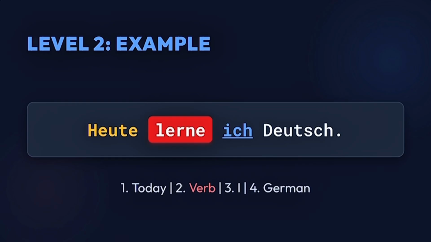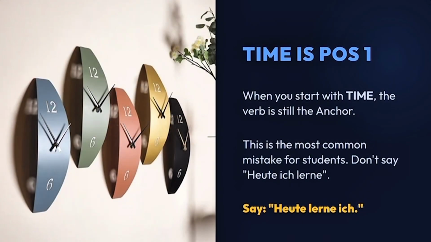In the second position, we put lerne, a conjugated verb that we use specifically for ich. Lernen is to learn. Lerne is the conjugated verb. In the third position, we put ich. We always put it after the verb when we have the time. Then, in the last position, we put the object, Deutsch. Heute, today, lerne, learn, ich, I, Deutsch, German. But in English, we do not translate it literally. We translate it as today I learn German. Time is in position 1.